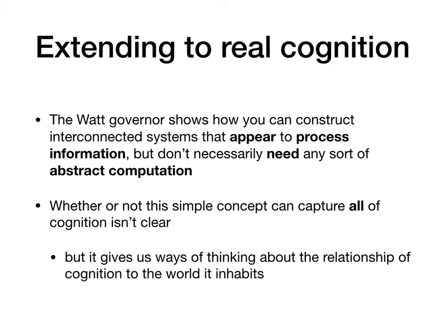So how do we think about that in real cognition? The Watt governor shows you can construct interconnected systems that seem to be processing information, right? They rely on the amount of pressure, right? And the rotational energy of the flywheel and all that stuff. But they don't need abstract computation. They're straightforward. They're clear. It's clear how we would deal with that.